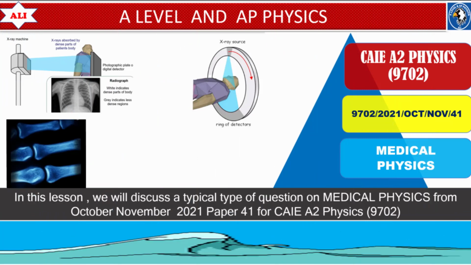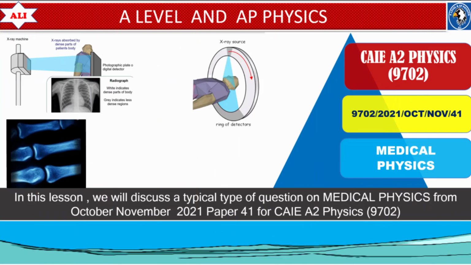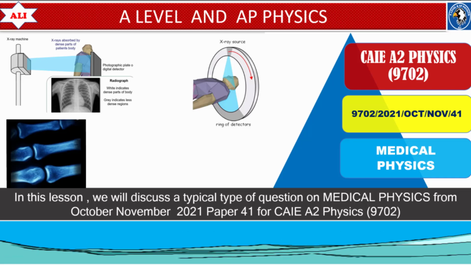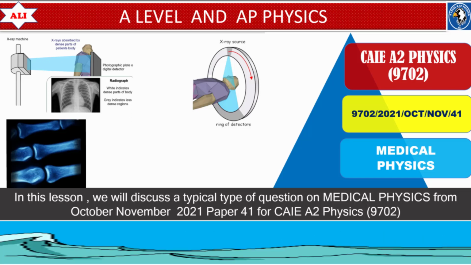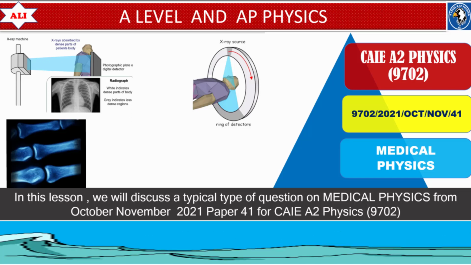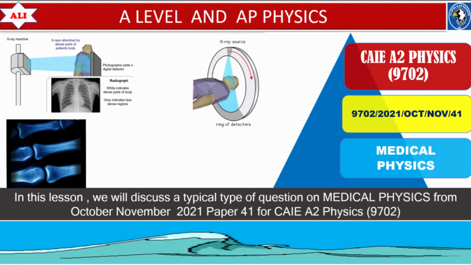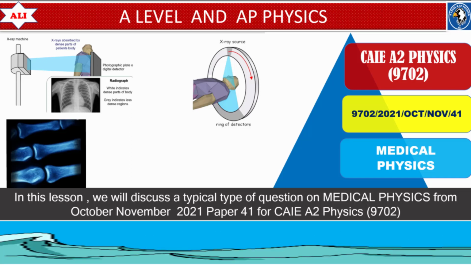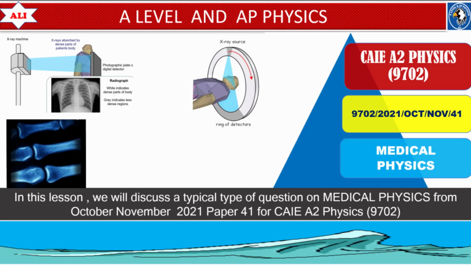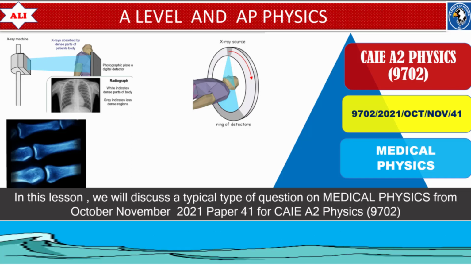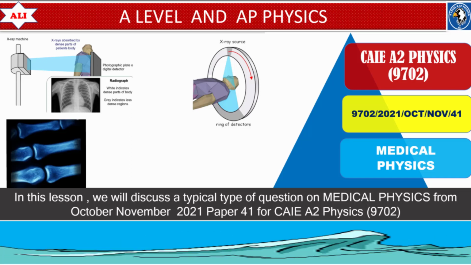In today's lesson, we will discuss a typical type of question on medical physics from October-November 2021, paper 4, variant 1. I said this is a typical type of question because these types of questions are very common in past papers. So in today's lesson, we will discuss what is meant by sharpness, what is contrast, how we can calculate linear attenuation coefficient.